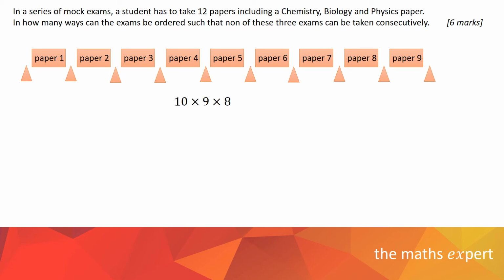We would therefore have 10 times 9 times 8 different permutations for the 3 science papers. We then need to consider that there are 9 papers that can be organised around them in 9 factorial different ways, and this would give us our final answer.